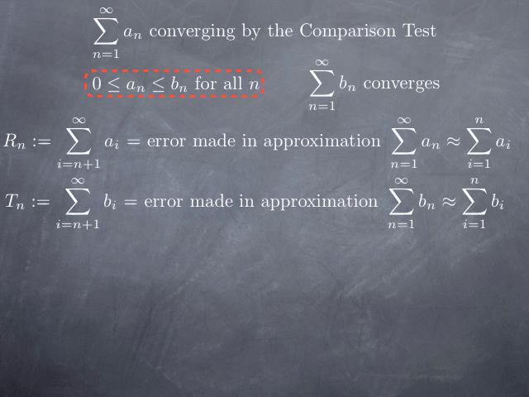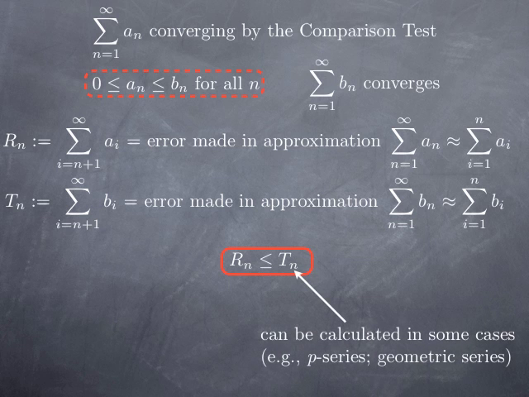Then, because we have the comparison term by term, An is less than or equal to Bn for all n, we can do that for all the Ai's being less than or equal to Bi for each i starting at n plus 1. And so that means that we have the same comparison between the remainders, namely that Rn is less than or equal to Tn. And Tn is something that we can often calculate in this type of situation because, as I mentioned before, the series of Bn is often going to be a p-series or a geometric series, and for these types of things we can estimate the remainder. So to control the remainder Rn, it is enough to control the larger remainder Tn.